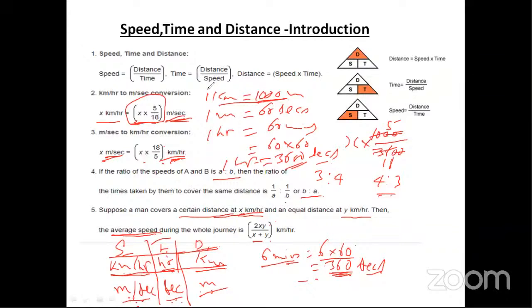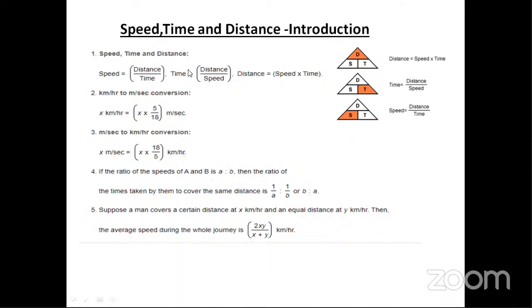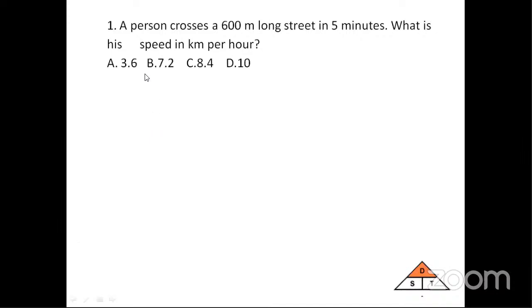All right, let's get started with the problems now. So we'll move to the first problem. Yeah, here comes the first one. A person crosses a 600-meter long street in 5 minutes. What is the speed in kilometer per hour?